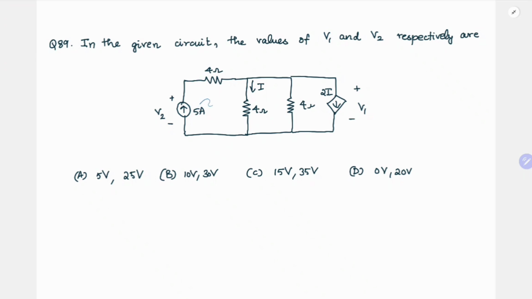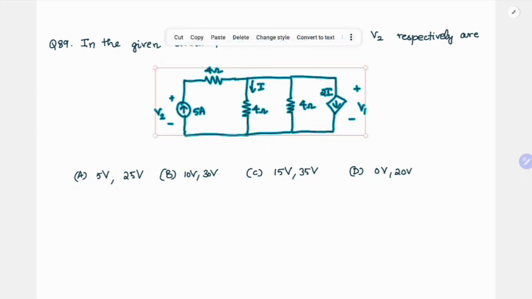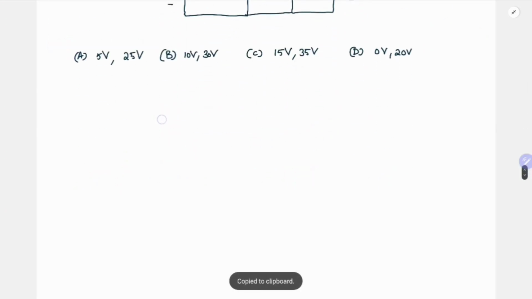So they have a 5 ampere current source, 4 ohm resistors, another two 4 ohm resistors, and there is a current controlled current source. So I is flowing in this branch. So in this branch, it should be 2I. And V1, V2 we need to find are the voltage across this control source and the independent current source. Okay, so let us solve it.